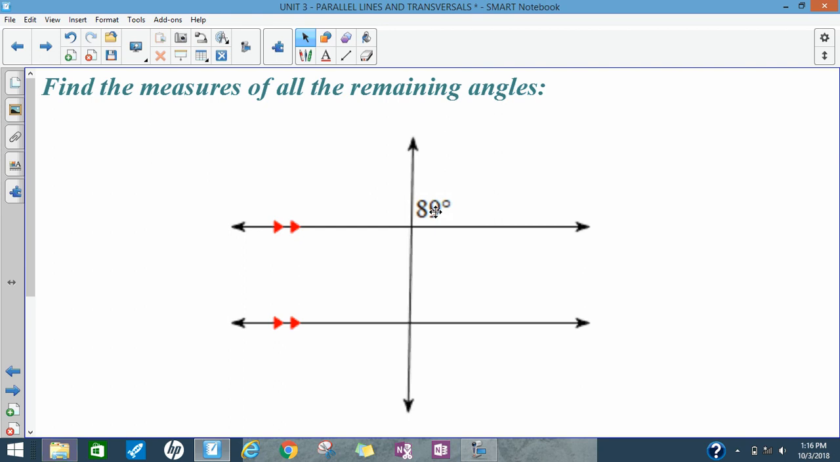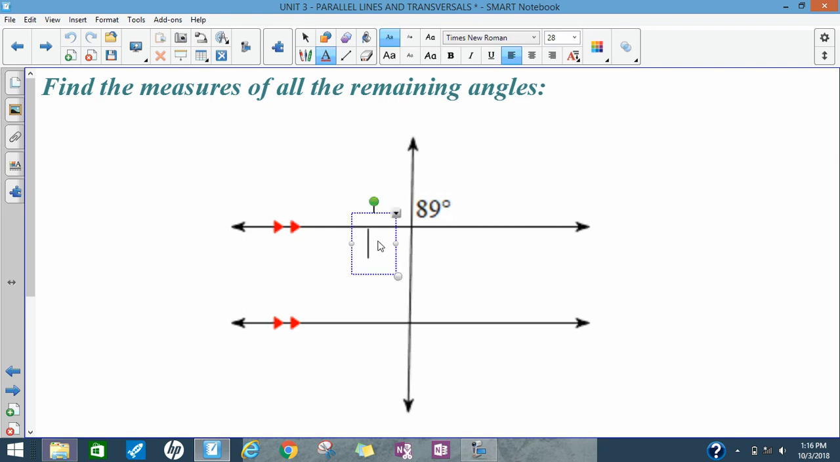So let's do this one. I have one that's 89. Here I see the double arrows, so they both have double arrows, which means they're parallel. So that means that's going to be 89. And if I follow the pattern, top right is 89, and the one across from it is also 89. The other angles should be supplementary to the ones I have, so they should add to 180, so they're all going to be 91 degrees.